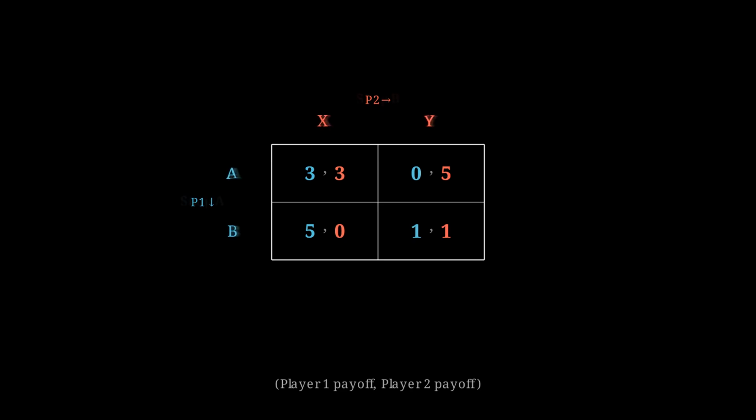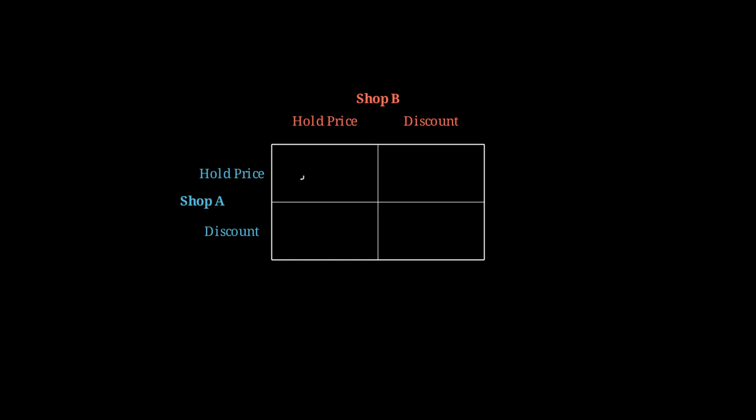Let's make this concrete. 2 coffee shops, Roast and Grind, each decide every morning: hold price, or offer a discount. If neither discounts, customers split normally. Both shops do well, 10 units each. If shop A holds but shop B discounts, customers flood to the cheaper option. Shop B earns 14. Shop A earns only 2. Symmetrically, if shop A discounts alone, shop A earns 14, shop B earns 2. And if both discount? Customers still split evenly, but both shops earn less per cup.